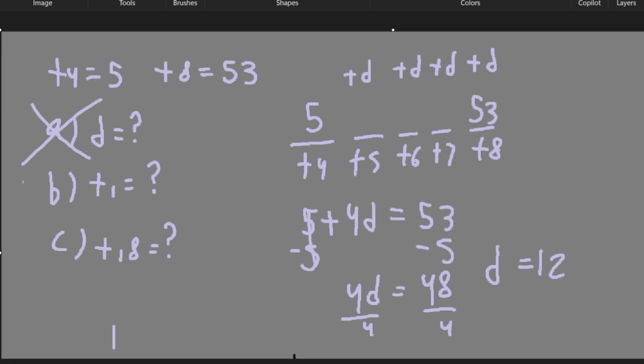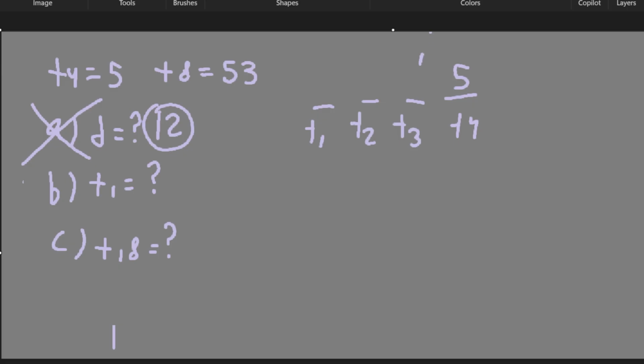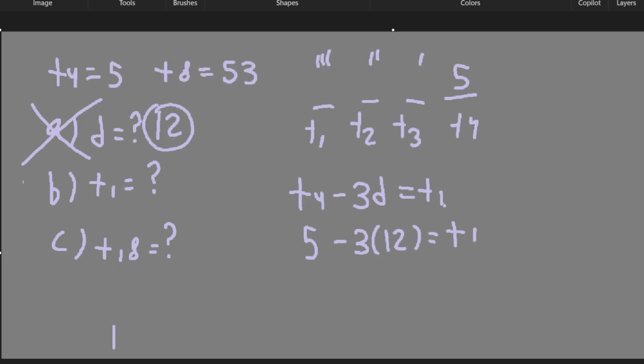Now what is term 1 going to be? 1 common difference, 2 common differences, 3 common differences. We can notice that the sequence, look at term 4, term 8, is increasing. So if we go backwards, it's going to be decreasing. So instead of doing 5 plus 3d, we're going to do 5 minus 3d to get term 1. So term 4 minus 3 differences is equal to term 1. Term 4 is 5, minus 3 differences, which is 12, is equal to term 1, which means that negative 31 is equal to term 1.